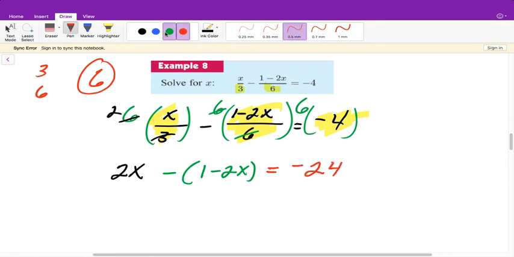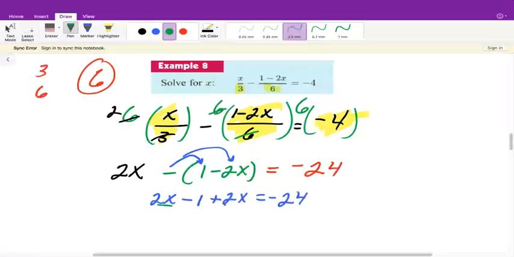By doing that, do we have any fractions anymore? No. So when we multiply by our least common multiple, it clears out our fractions. The reason why I put this in parentheses is anytime you have multiple terms following a negative sign, both of them need to be subtracted, so you must put that in parentheses. We will then distribute the negative sign in. So this actually becomes 2x minus 1 plus 2x is then equal to negative 24. We can then combine our like terms of 2x and 2x. So that gives me 4x minus 1 is equal to negative 24.